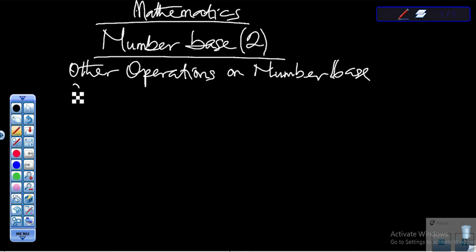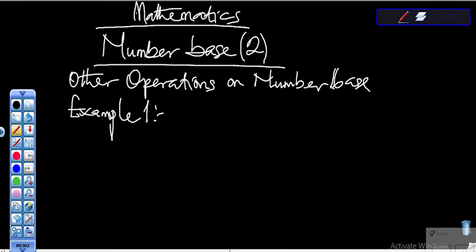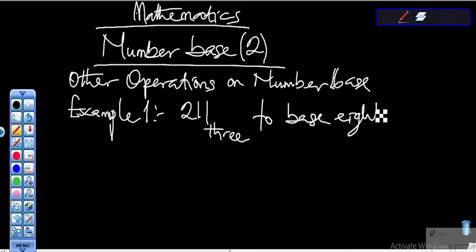So let's start with example 1. We're going to be talking about how to move from other bases like base 3 to another base entirely that is not very convenient to go to. As we've discussed, the best thing is to go to base 10 first. Base 10 is like the gate of it all. So you go to base 10 and from there you can go to any other base. So 211, base what? Base 3.